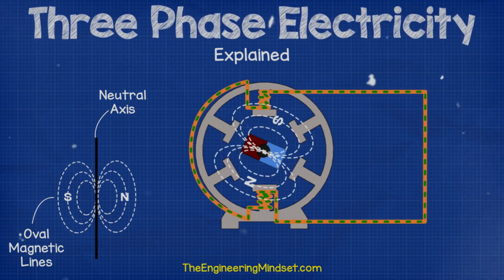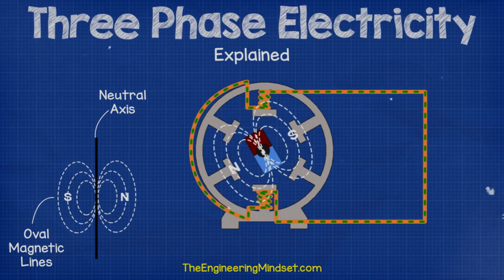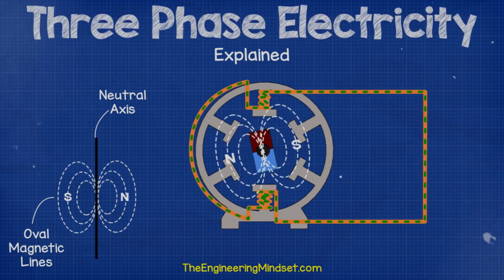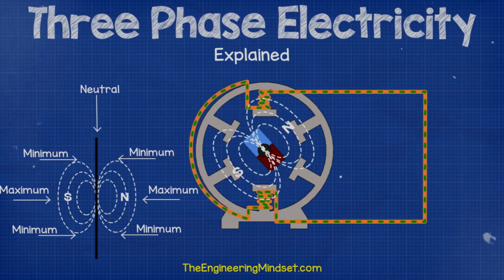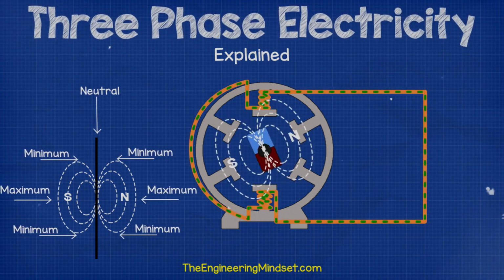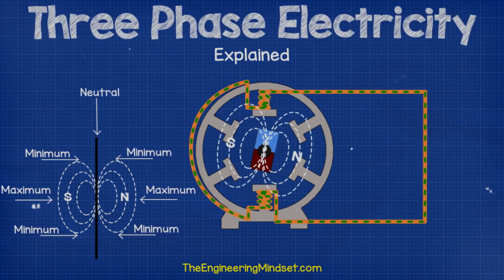You can think of these as one side being positive and the other side being negative, and in between these ovals, the magnetic field is neutral. You can see that the intensity of the magnetic field increases on either side until the center, where it is at its maximum strength, and then it decreases again until it gets back to the neutral point.